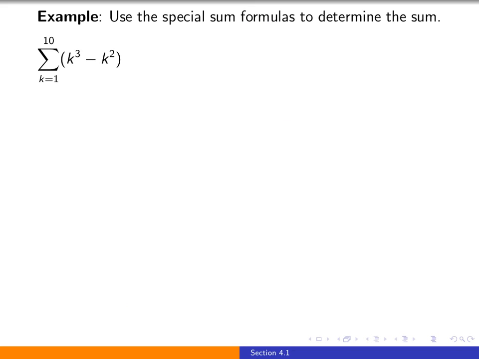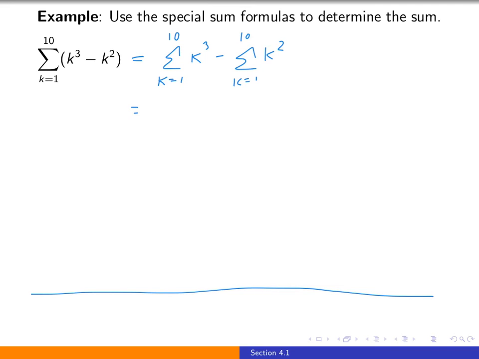All right, one more similar example. So the first step towards evaluating this, much like the first, is to break it up. We can break a sum up over subtraction. So this is a sum from k equals 1 to 10 of k cubed minus the sum from k equals 1 to 10 of k squared. And let me once again remind you of some of our previous formulas. If we had the sum from i equals 1 to n of i squared, this was n times n plus 1 times 2n plus 1 over 6.